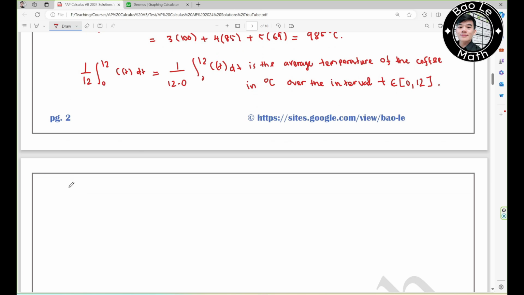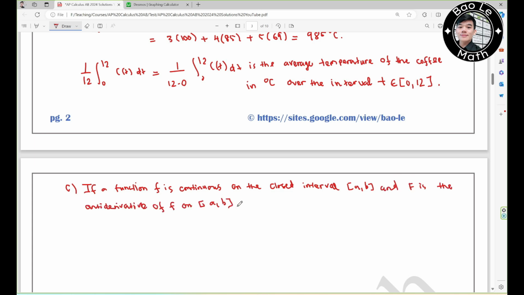So question C, we need to use the fundamental theorem of calculus. The fundamental theorem of calculus says, if a function f is continuous on the closed interval [a, b], and F is an antiderivative of f on the interval [a, b], then the integral from a to b of f of x dx equals F of b minus F of a.